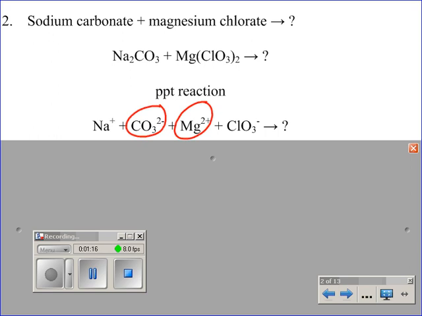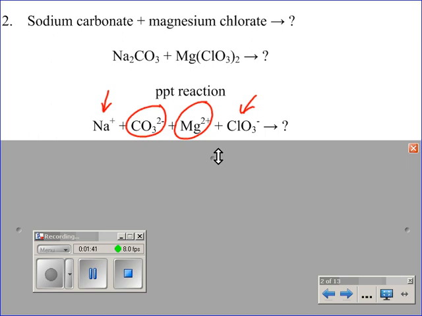And the question is, what is my insoluble pair? Which two of these would join together to form an insoluble product? And it's the two that I've circled. Magnesium and carbonate are not soluble. All sodium compounds are going to be soluble because it's a group 1, and all chlorates are soluble. That's one of our rules.